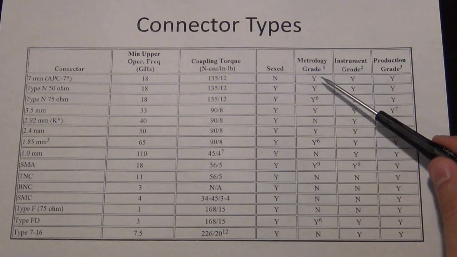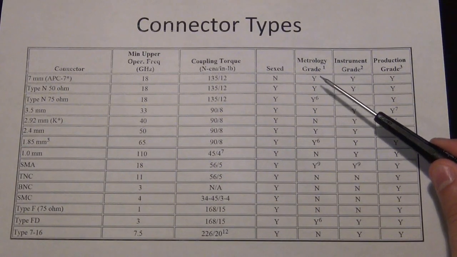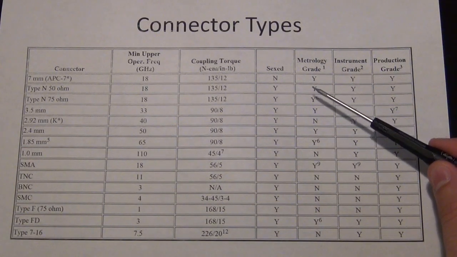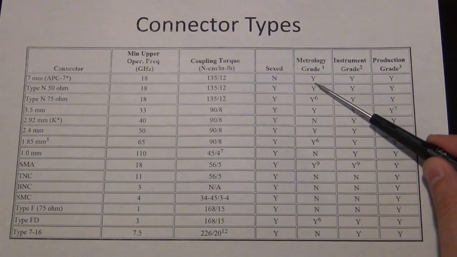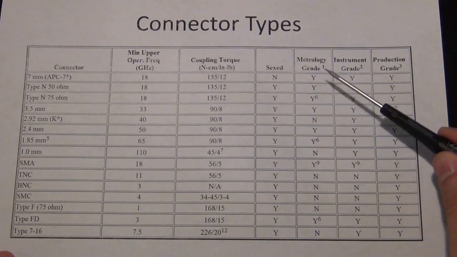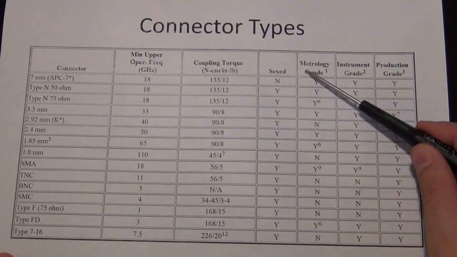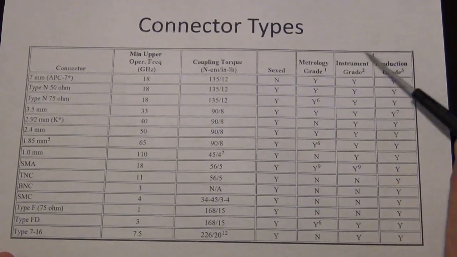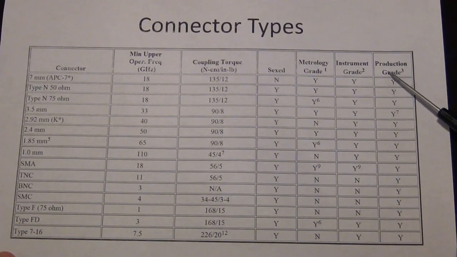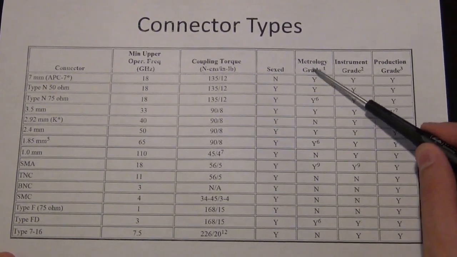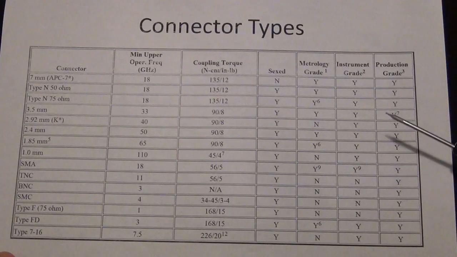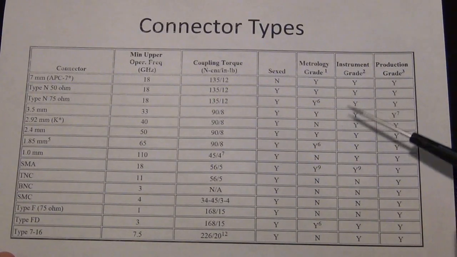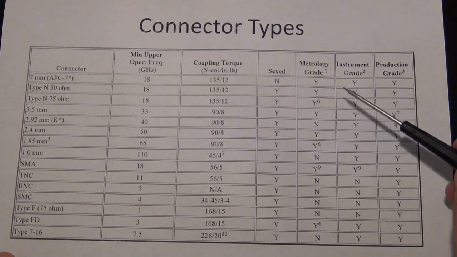Metrology grade connectors are the most expensive, and they also have the highest manufacturing tolerances, meaning that you have to make sure that you always connect a metrology grade connector to another one of the same grade. For example, if you mix and match metrology to production grade, because the production grade connectors don't have as tight tolerances as metrology, you can actually damage the metrology grade connectors. So you should always use each class only within itself and never mix and match them in order to make sure that they have the highest life.